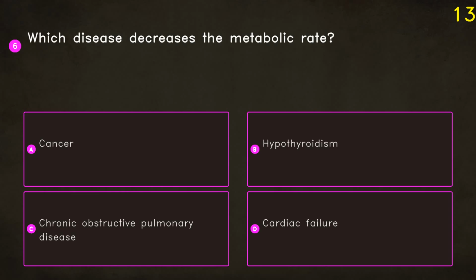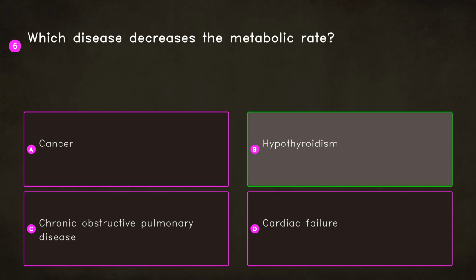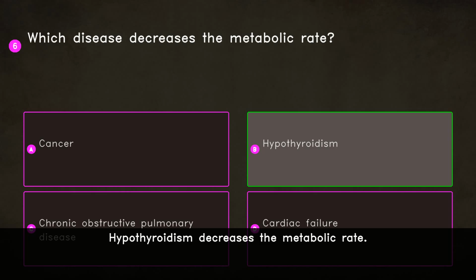Question 6. Which disease decreases the metabolic rate? A. Cancer. B. Hypothyroidism. C. Chronic obstructive pulmonary disease. D. Cardiac failure. The correct answer is hypothyroidism. Hypothyroidism decreases the metabolic rate.